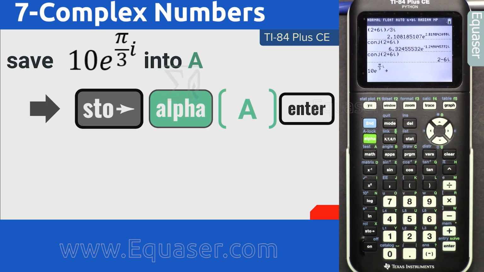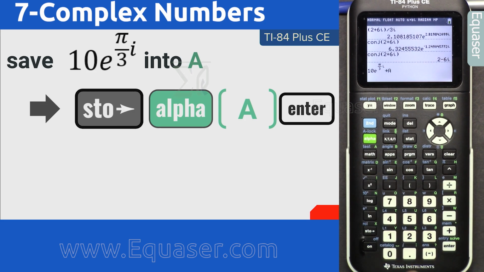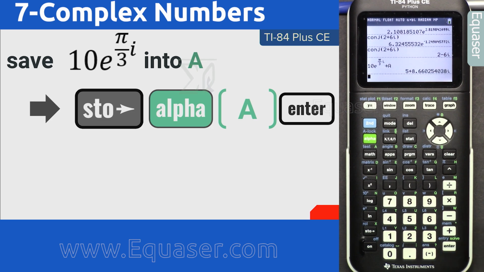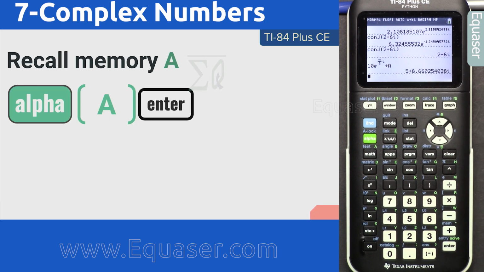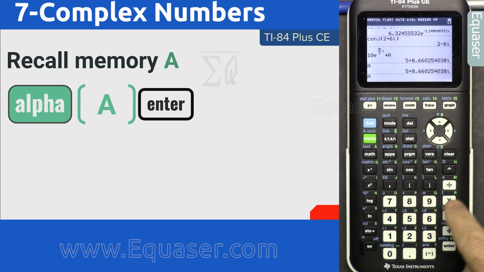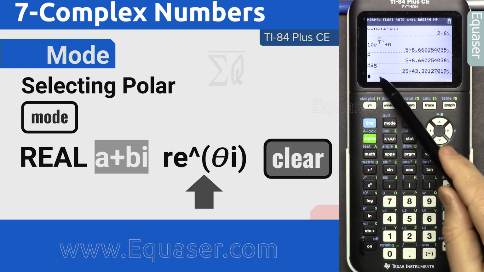with any of these green letters. These are memories, so in this case I'm going to use A. When I press alpha, A appears, and then A, that is, it says save this value into A. When I press enter, it has been saved. The reason you see this in rectangular mode is because we have selected rectangular mode. Now let's recall memory A. Just press alpha and A, and if I press enter, it's available, and I can use it with my calculation. Let's say we want to multiply by 5 or do some calculation.